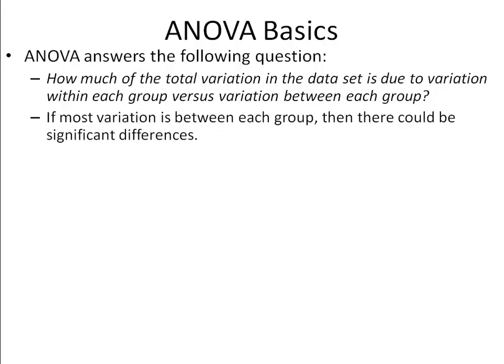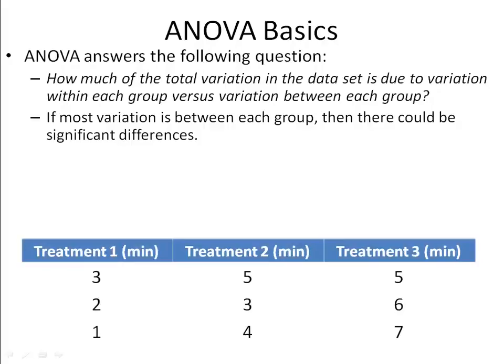If most of the variation is between groups, then there could be significant differences between the treatments. So, for example, if most of the variation is between groups, so between treatment 1, treatment 2, and treatment 3, you could say that there are significant differences, potentially, between these treatments as compared to variations within a specific treatment.